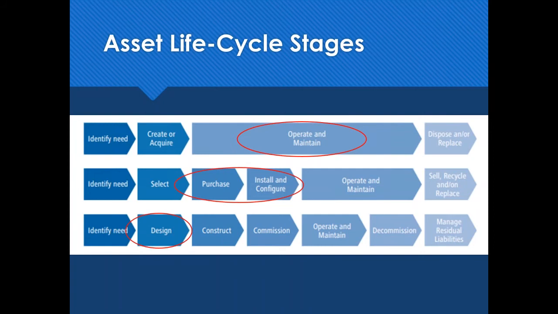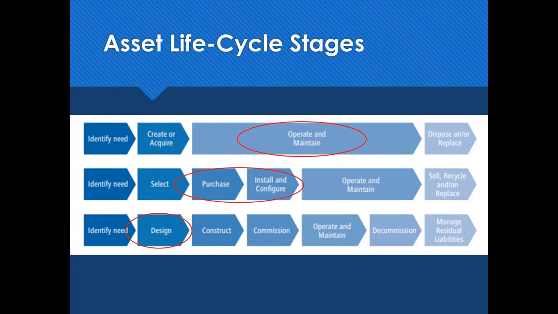Let's go to the next slide. So this one is basically asset lifecycle stages with the different variations. On the top, what you see is identify the need. If you look at the common factors here, identifying the need is common, and then you need to either create or design or select. Those are the common things as well.